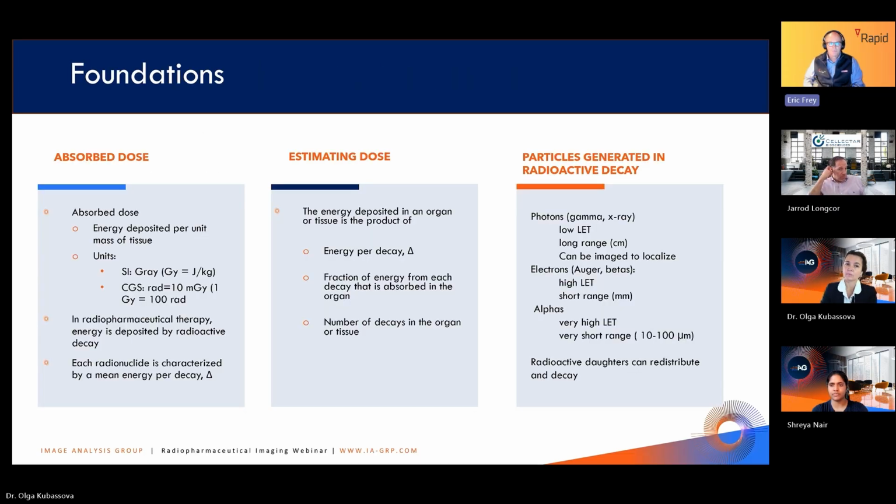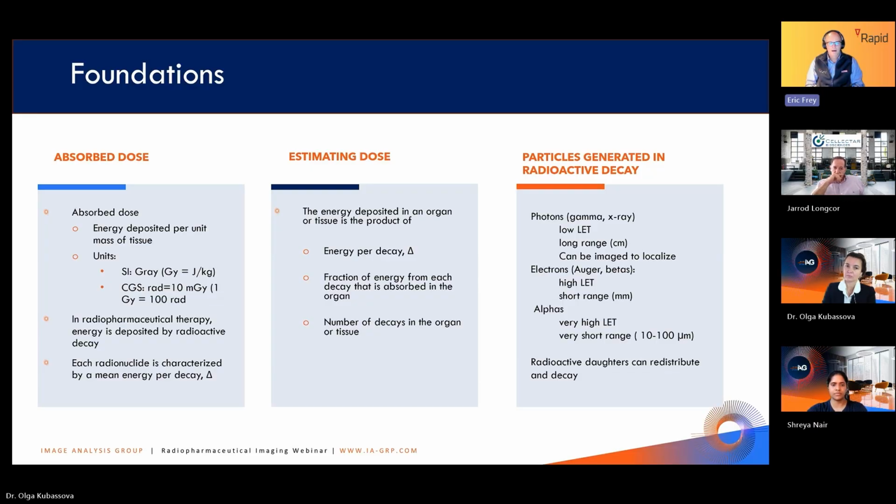So let me talk about the foundations of estimating absorbed dose. In nuclear medicine, dose is often used for two things. Sometimes it's used to mean the amount of activity that's administered. So I'll try to consistently use absorbed dose, though I probably won't always do that. Absorbed dose refers to the energy deposited per unit mass of tissue by some radiation. And it's usually measured in modern units in gray, or joules per kilogram.